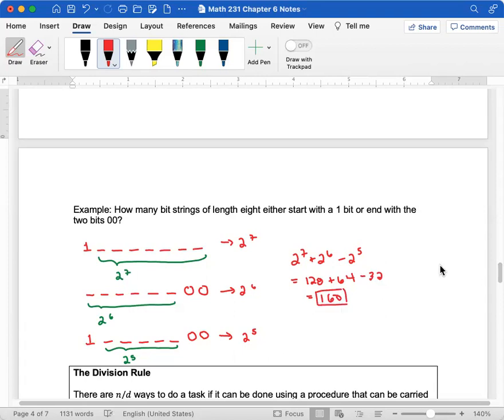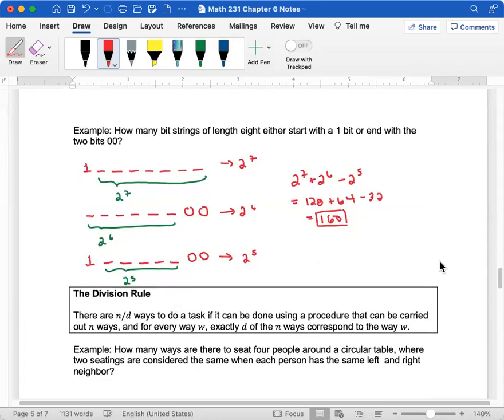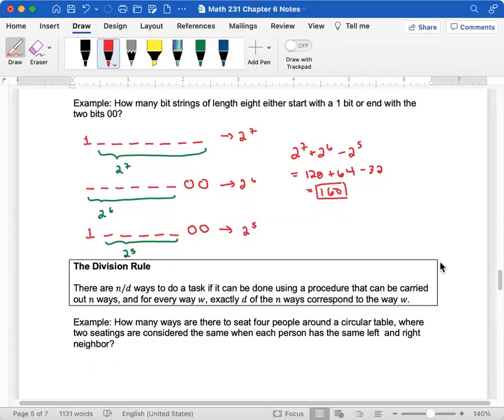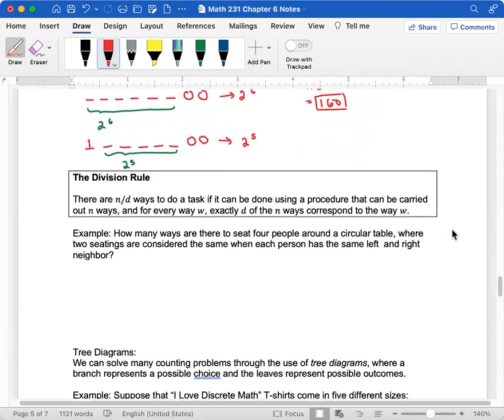Well, the division rule is the similar idea, except we're talking about product rule now. It is worded a little bit odd, though. If there are n divided by d ways to do a task, if it can be done using a procedure that can be carried out n ways, and for every way w, exactly d of the n ways correspond to the way w. So it's this idea that somehow, again, we're double counting. Let's look at an example of the double counting. Let's say we're interested in seating 4 people around a table.